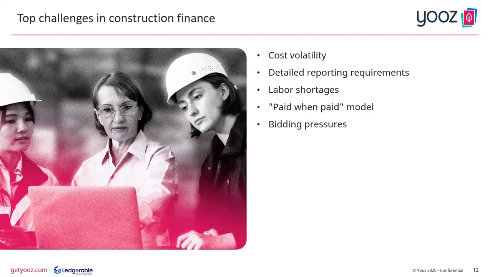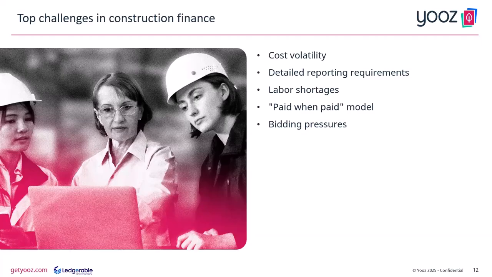Another big hurdle that we see is the paid when paid model. This practice, where subcontractors only get paid after the GC gets paid, can create uncertainty and cause cash flow bottlenecks. So AP must walk a tightrope, keeping subs satisfied while still aligning payment timings with incoming funds. It requires visibility, coordination, and careful timing to avoid strained relationships or even work stoppages.